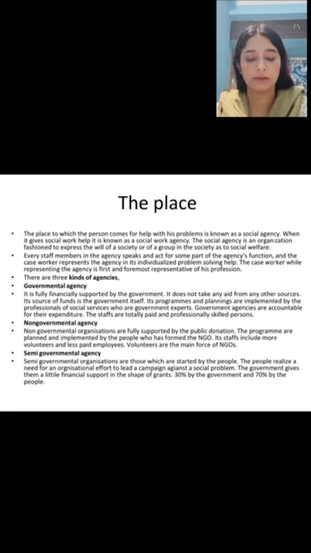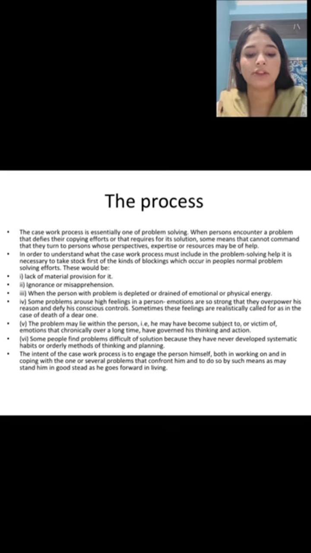There are 3 kinds of agencies. Number 1 is governmental agency, number 2 is non-governmental agency, and number 3 is semi-governmental agency. So, the governmental agency is financially supported by the government, and the non-governmental agencies are fully supported by public donation, and the semi-governmental organizations are started by the people.